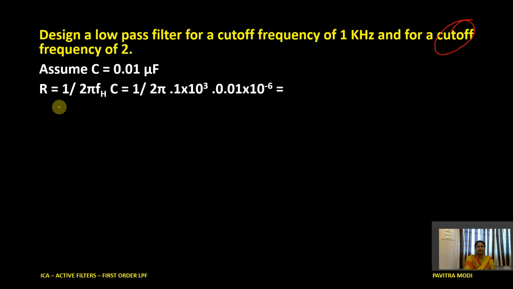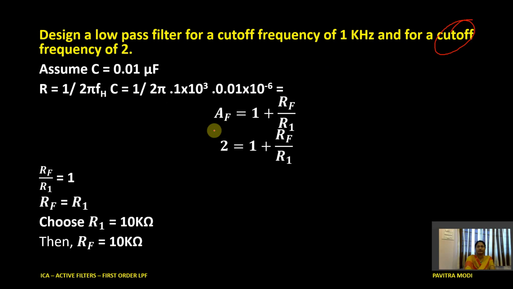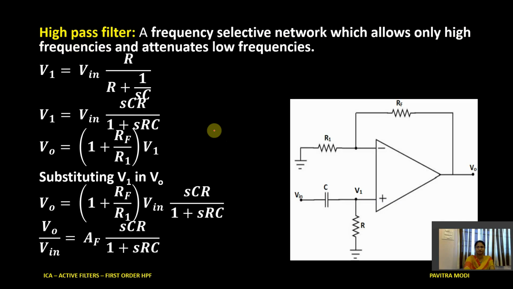Therefore calculate R by the formula 1 by 2 pi fH into C, that is, substituting, you are going to get one value. And from the pass band gain, which is given as 2, equal to 1 plus Rf by R1, therefore Rf by R1 will be equal to 1. Therefore Rf will be equal to R1. Therefore choose the R1 value, and Rf will again be equal to the same value of R1. And that's how we are going to design a low pass filter, and that is specifically a first order low pass filter.